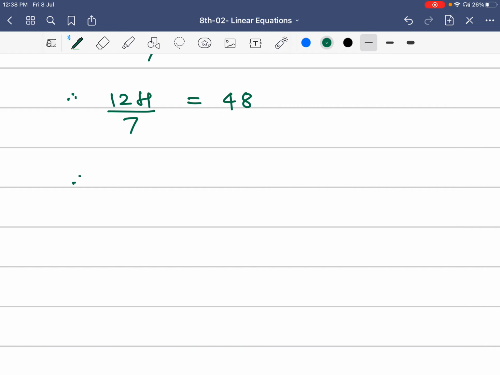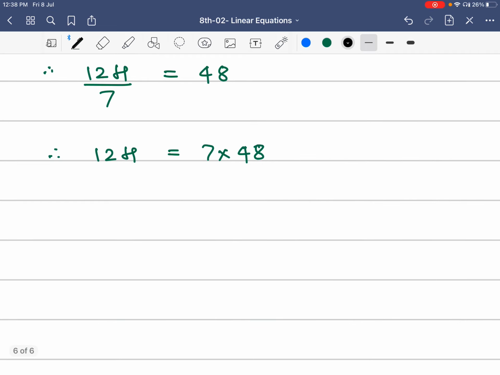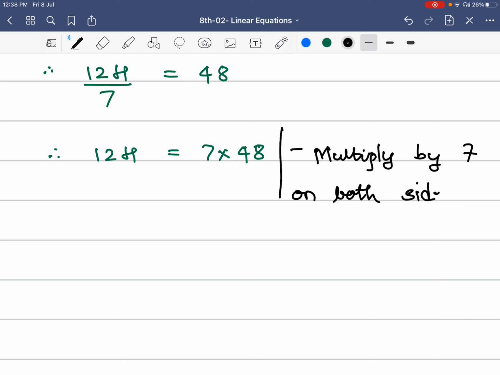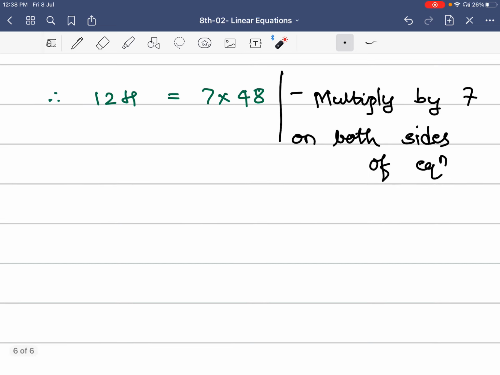So I'm going to directly write 12H is equal to 7 into 48. What is the operation that we have performed? Let's make a note of that. Basically multiply by 7 on both the sides of the equation. Very important. This is the operation we are performing on both sides. If you multiply by 7 on the left hand side, that 7 and this 7 will cancel each other out, and on the right hand side we have 7 into 48. I'm going to keep this 7 into 48 as it is and not do the actual multiplication.